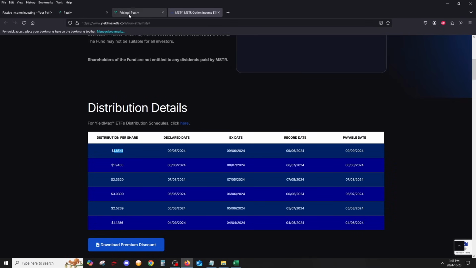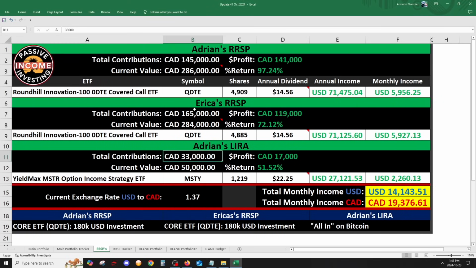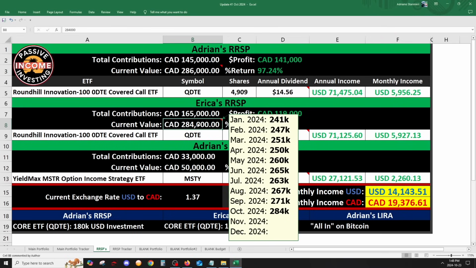Because if you look at passive, by the way, the totals here are in Canadian, but the investment value here is in USD. Because I contributed everything to my RSP in Canadian dollars, you see the lifetime contributions. I just put the current value, whatever passive has, in Canadian dollars.